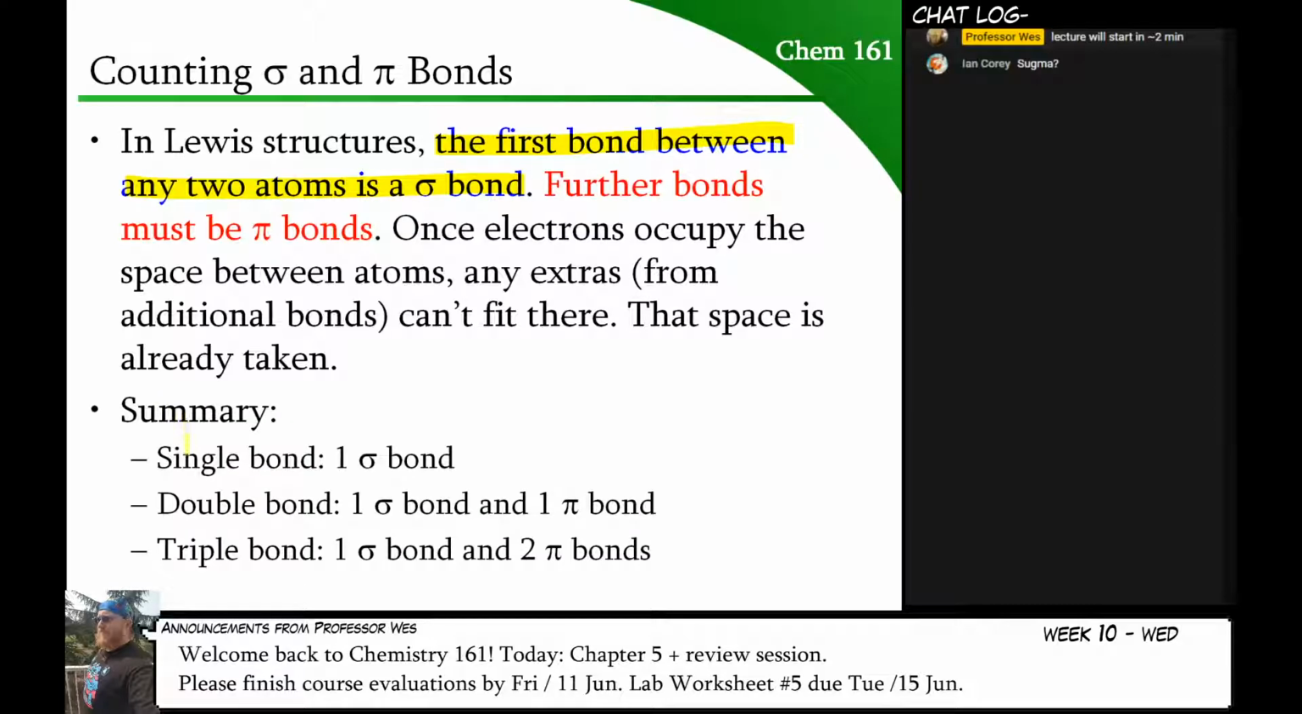So here's your summary of what bonding looks like. A single bond would be a single sigma bond. But a double bond would be 1 sigma bond and 1 pi bond, and a triple bond would be 1 sigma bond and 2 pi bonds. So the first one is always sigma, any extras are pi.